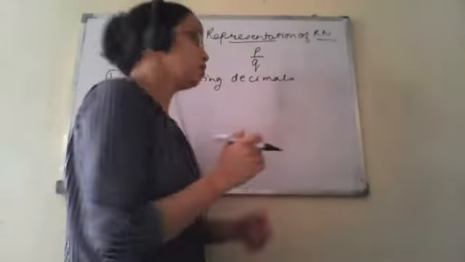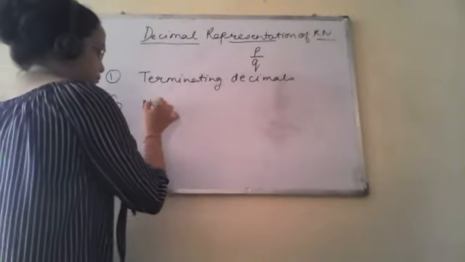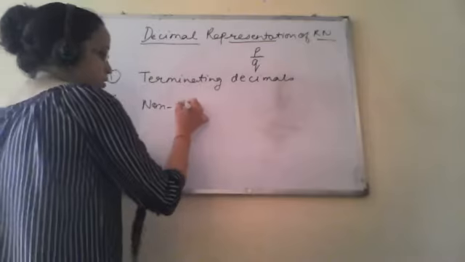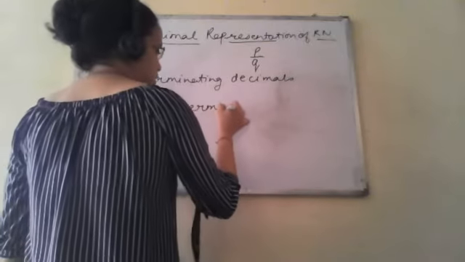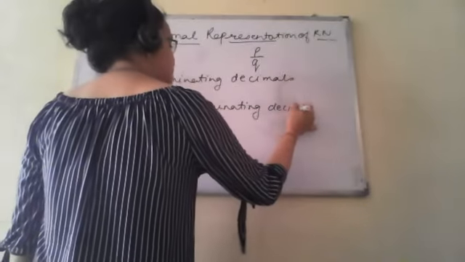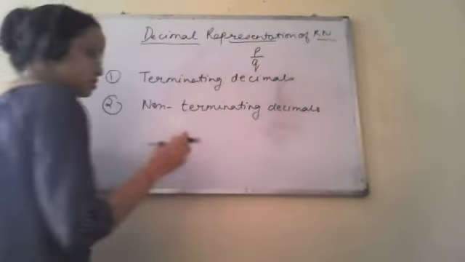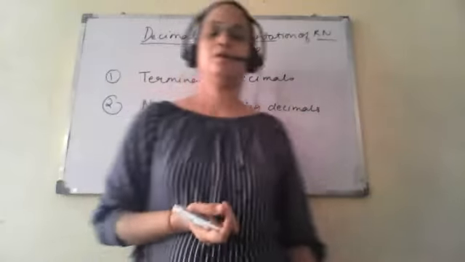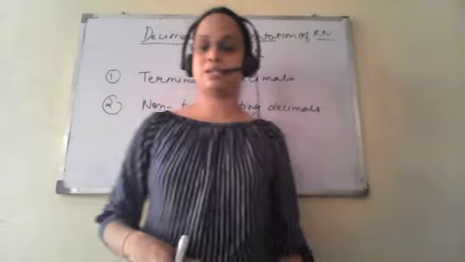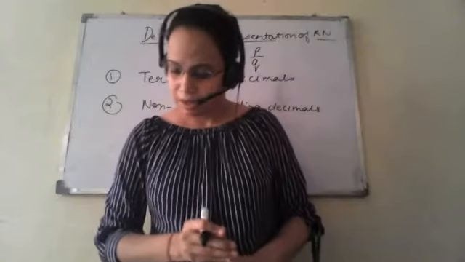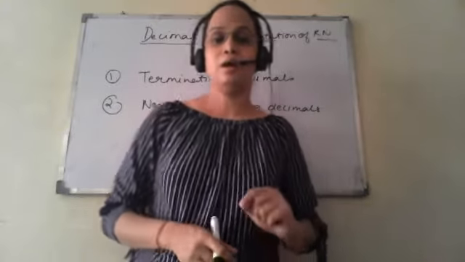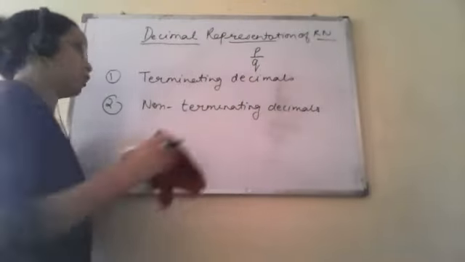These are called non-terminating decimals. In this case, the remainder will never become 0. In this, a set of digits repeats after a certain number of steps. Now, on this basis, there are two types of decimal representation. One is terminating decimal, another is non-terminating, repeating or recurring decimals. So, we will discuss them one by one.